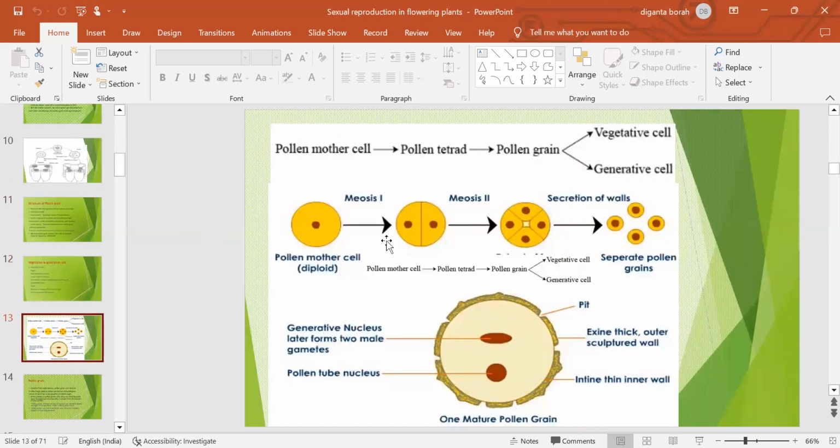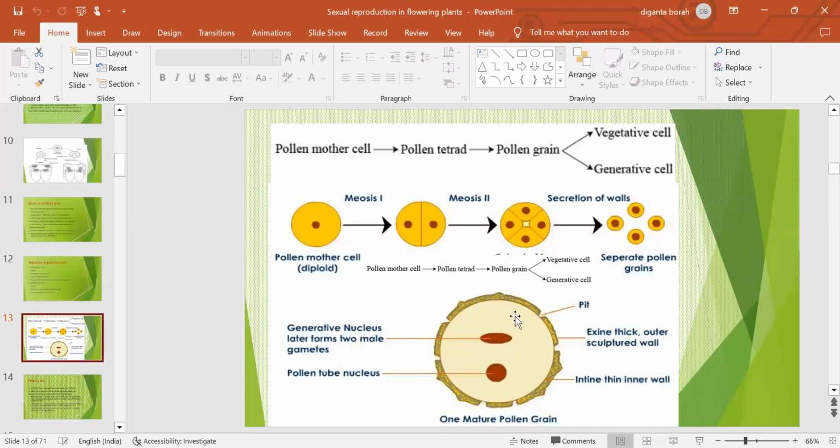Now go for the structure of a mature pollen grain. First, go through this pollen flow chart. From the pollen mother cell, a pollen tetrad, meaning four microspores, is produced. From the pollen tetrad, pollen grains are formed. Within the pollen grain, the vegetative cell and generative cell are produced. The pollen mother cell undergoes meiosis, divides into two and then into four. This four cell stage is called pollen tetrad. And from the pollen tetrad, four pollen grains are formed.